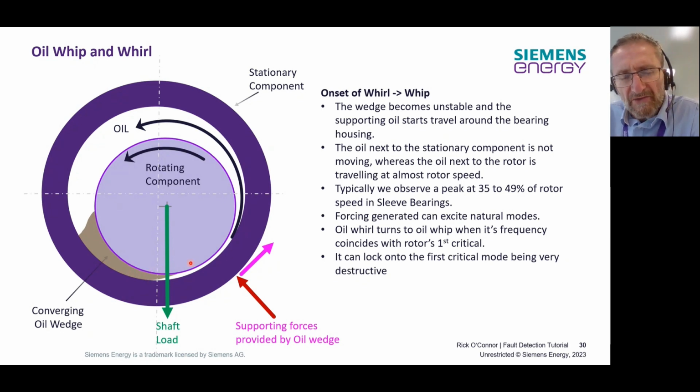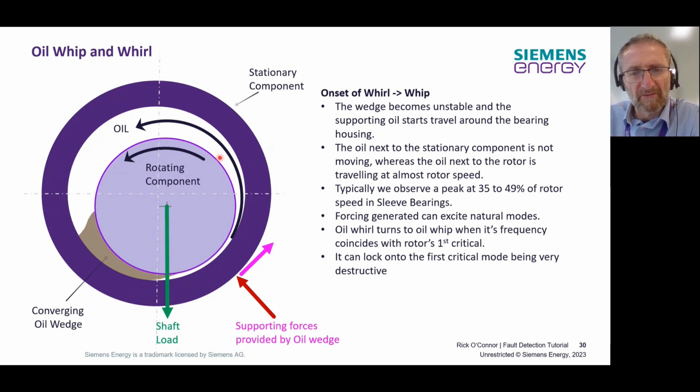So, how do we see this? Well, if you imagine the oil on the stationary component is going to be static, and the oil on the rotating component is going to be running at rotational speed. So on average, it's about 50%. And when you take in the potential losses, you would expect to see a response that's subsynchronous, below 50%, typically between 35 and 49% of the rotor speed in a sleeve bearing.